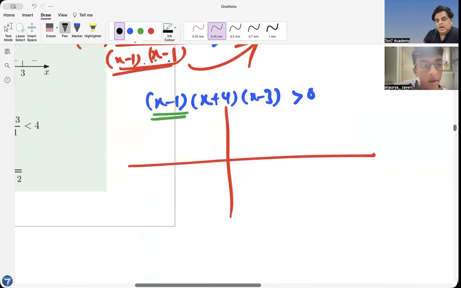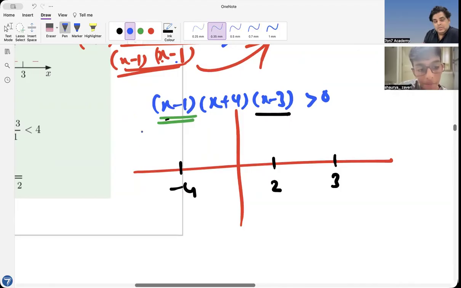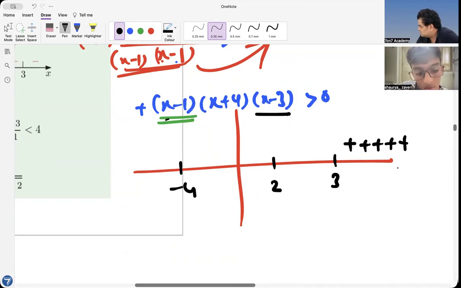So now I'll locate the roots. This equal to 0 will give 2. This equal to 0 will give 3. This equal to 0 will give minus 4. Listen to me very carefully. The highest power's coefficient is positive, then the rightmost side is always going to be plus.